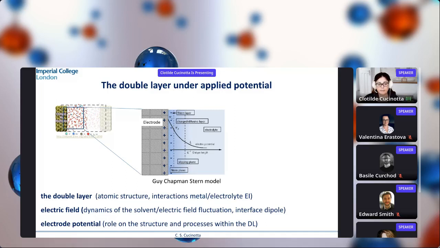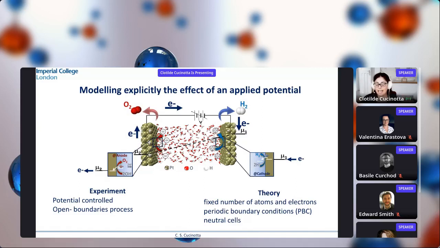But as anticipated before, I'm trying to get a bit more into detail about the challenge typically found in modeling this kind of electrochemical transformation at interfaces. In theory, as anticipated, we work with a fixed number of atoms and electrons and with periodic boundary conditions. I think all of you know that this means the system is replicated in all directions in space, whereas in experiment, this phenomenon is controlled by the application of a potential.